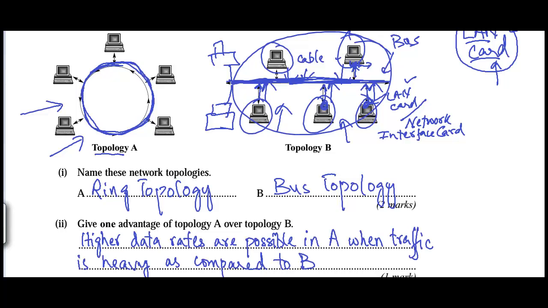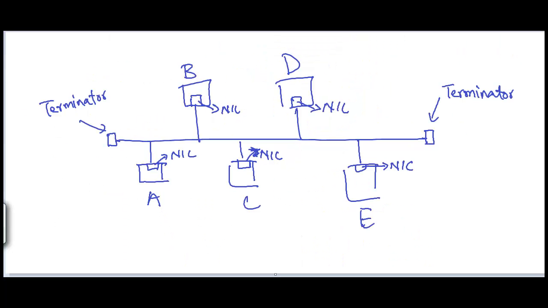So higher data transmission rates are possible in A when traffic is heavy as compared to B. Okay, so let me explain how things work on this network. This is a bus topology, and we have several computers connected together on this topology. Let's say computer A wants to send a message to computer C.